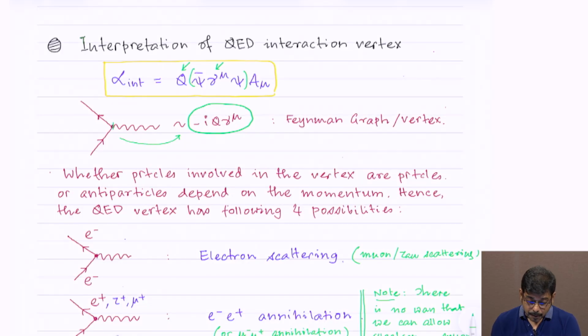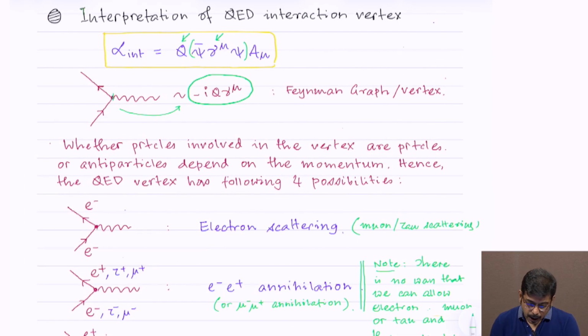Do you have a final state particle? Do you have particle scattering, antiparticle scattering, particle annihilation, antiparticle annihilation? What does this Feynman graph, this interaction vertex, represent? I will tell you now that this vertex essentially can represent many possibilities, actually 4 possibilities.